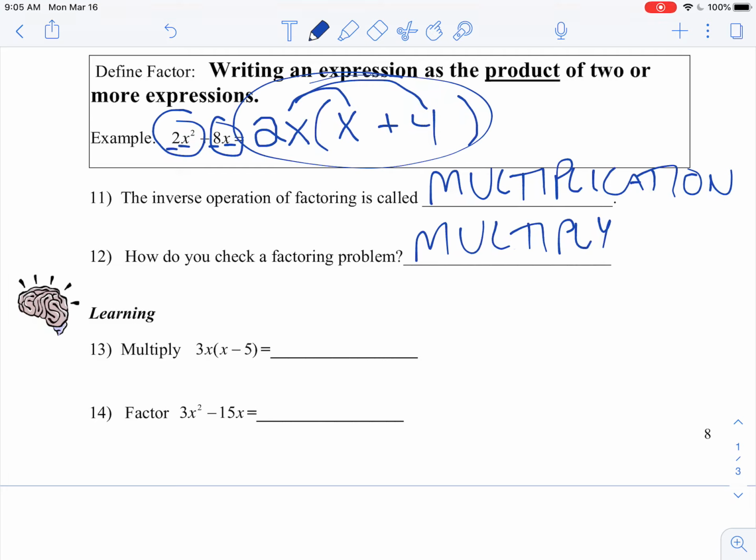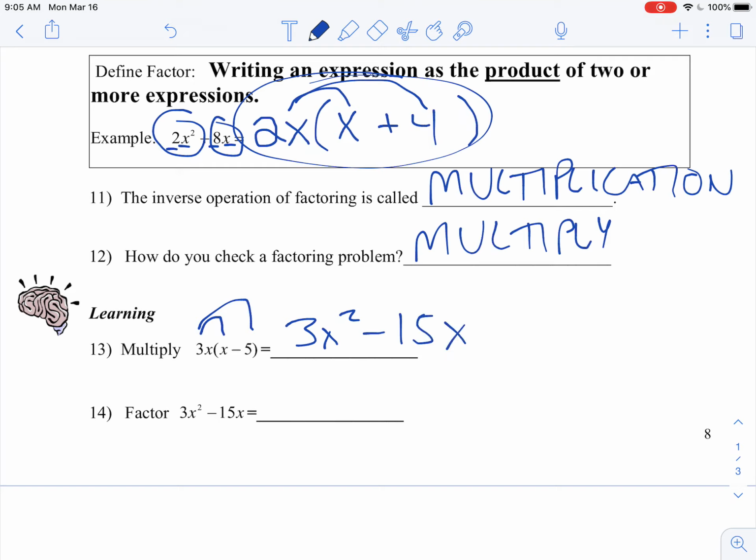Okay, so on number 13, I'm just going to do distributive property. It asks me to multiply 3x times x minus 5. So I'm going to distribute here, get 3x squared. I'm going to distribute here and get negative 15x.